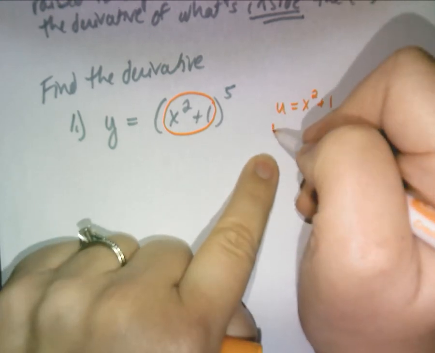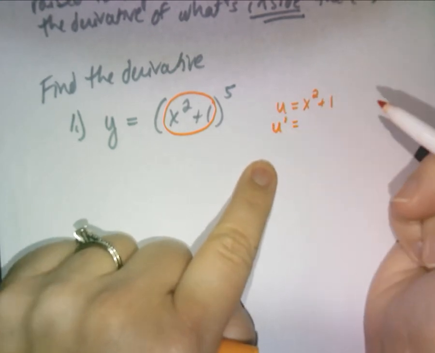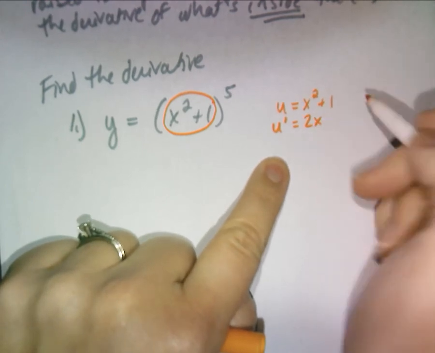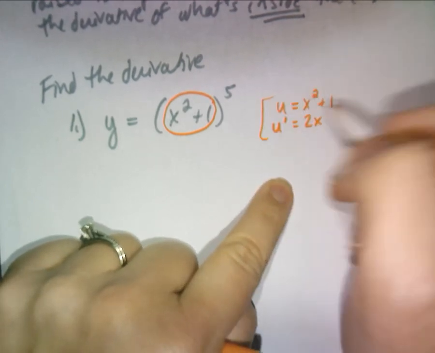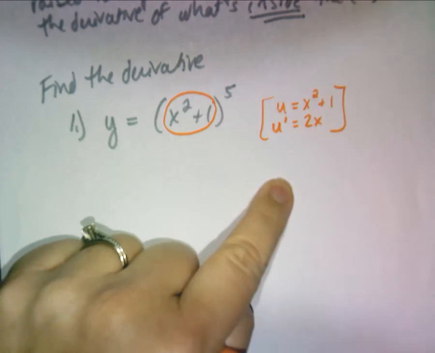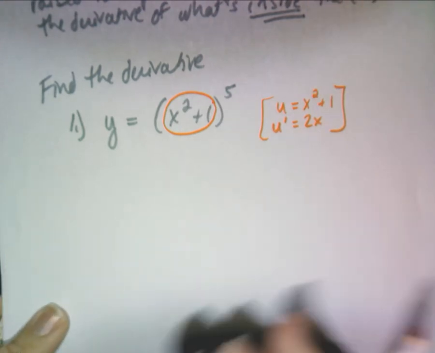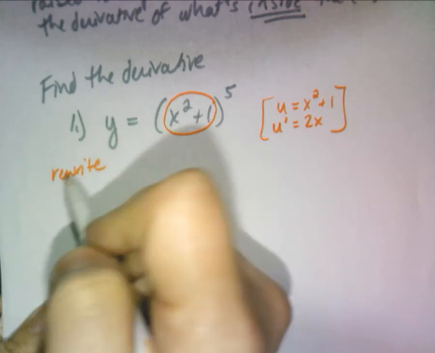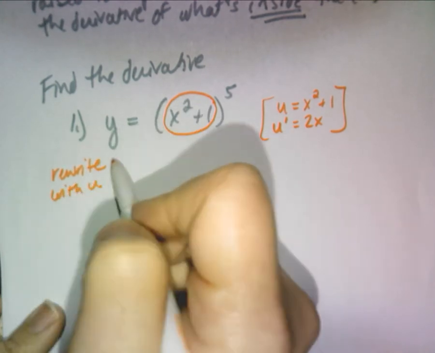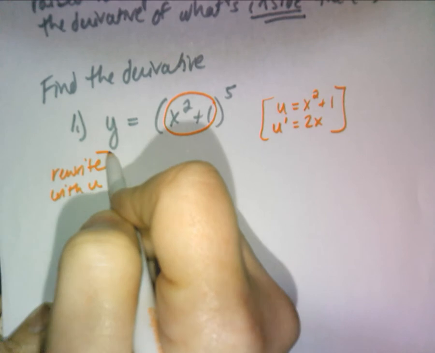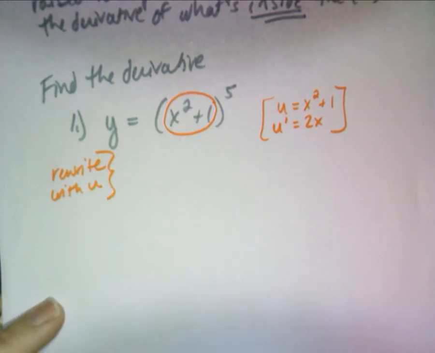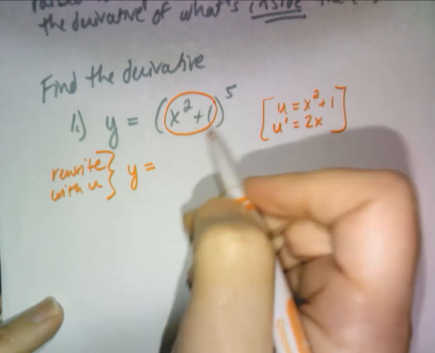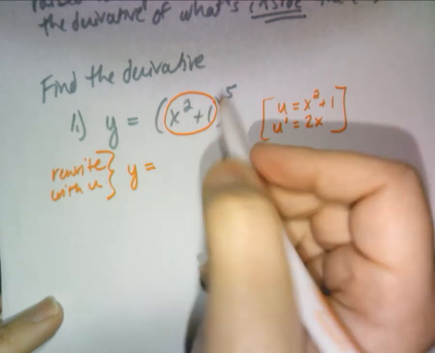Then you take the derivative of the U. What is the derivative of that? 2x. So keep this right here on the side of your paper. Just push it off to the side. We're going to use it in a minute. So step 1, I want you to rewrite with the U. Rewrite your problem with a U. So here's what I mean. Watch what I'm about to do. I'm going to write y equals U to the 5th.